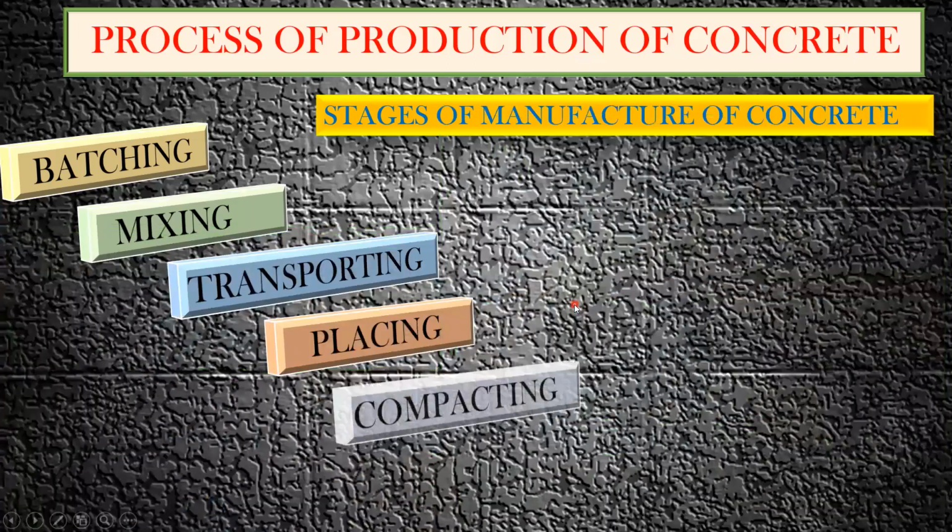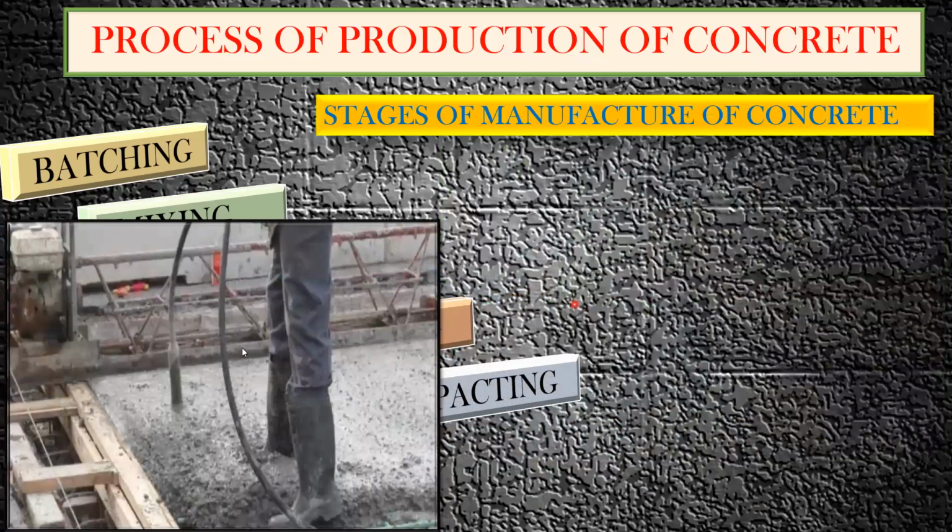Next is compaction, called compacting. Once you place the concrete, it will not have enough density. There will be more voids. In order to take away the voids from the concrete and make it more uniform, we have to do the compaction, and this can be done with different instruments. Right now you can see a vibrator needle, or needle poker, being used here, right? So this is the fifth process.